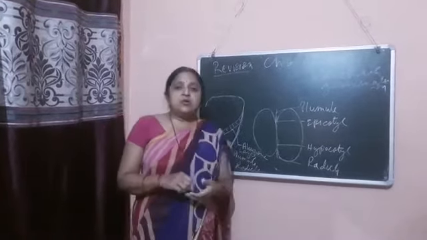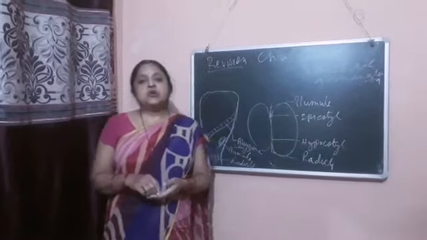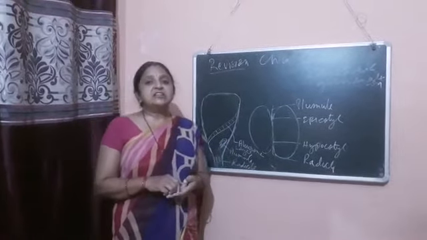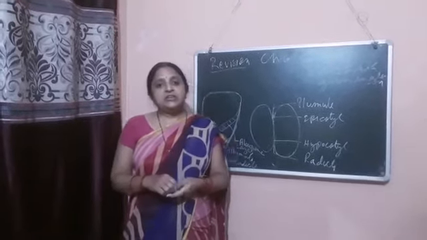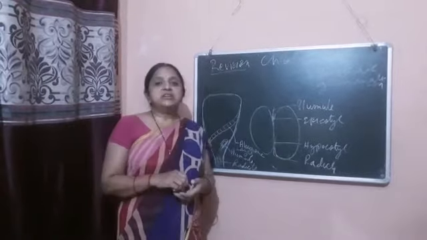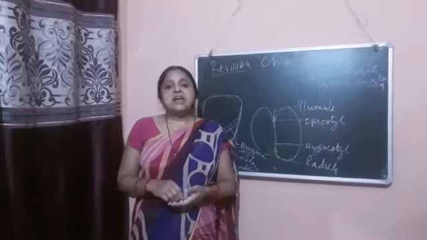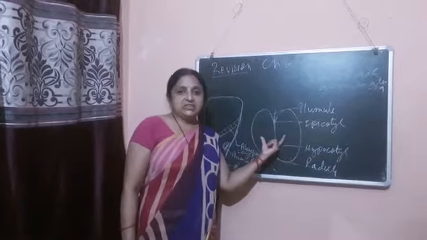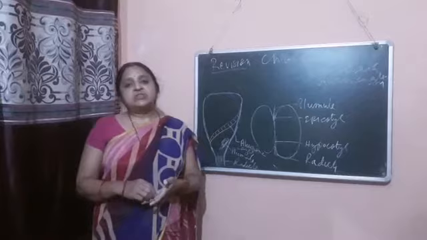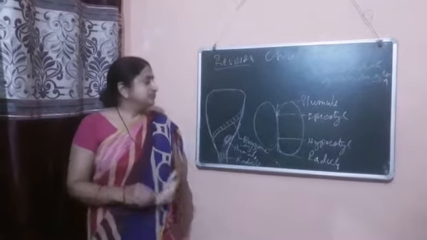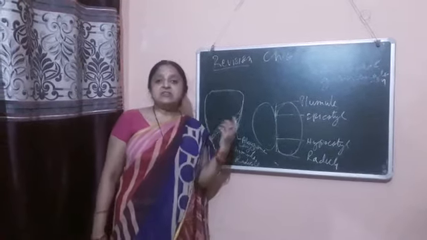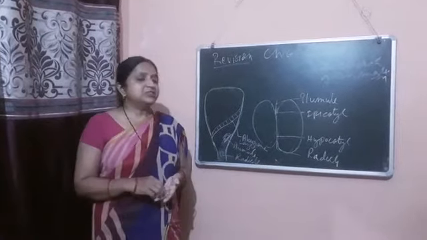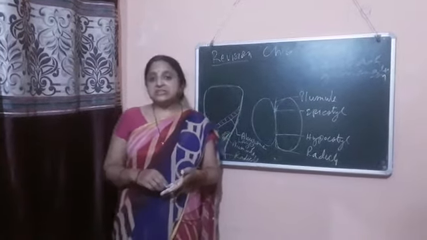Now we all know that on the basis of the presence of cotyledons, seeds are divided into two types: dicotyledonous seed and monocotyledonous seed. A seed having two cotyledons, suppose this is it, two cotyledons, that type of seed is called dicotyledonous seed. And if a seed has a single cotyledon, then that type of seed is called monocotyledonous seed.